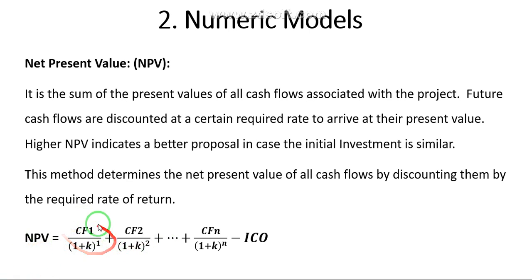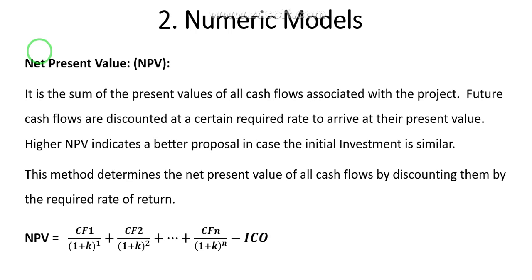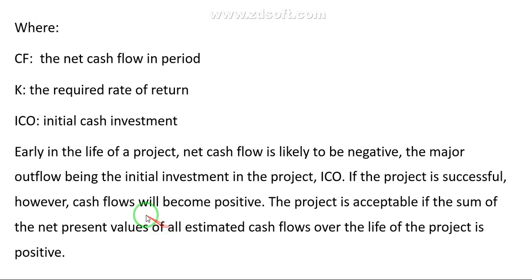Now let's find out what all the symbols used in the formula mean. CF stands for the cash flow, net cash flow in the period. Net cash flow in the period means CF1 is the net cash flow in year number 1, CF2 the net cash flow in year number 2. If there are 3, 4, or 5 years in the project, we can add similarly. The second one is K, the required rate of return.